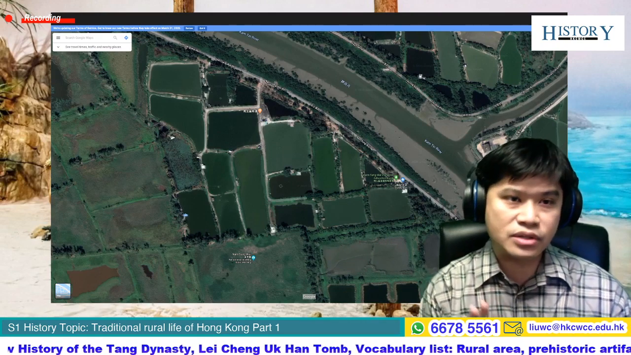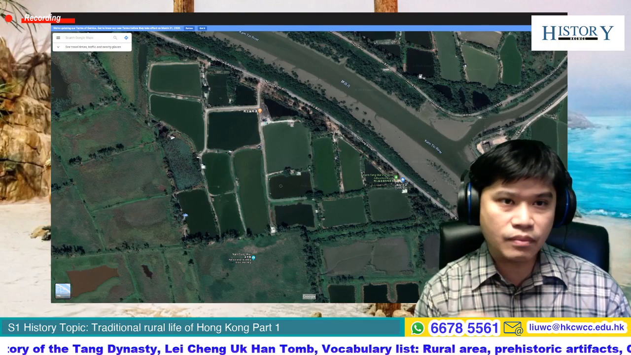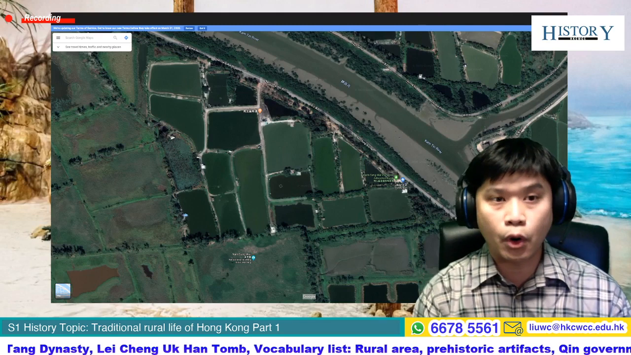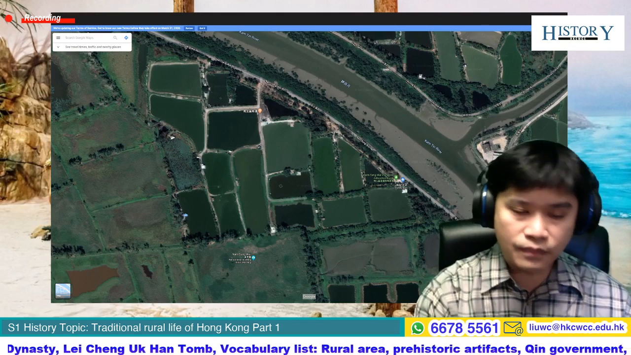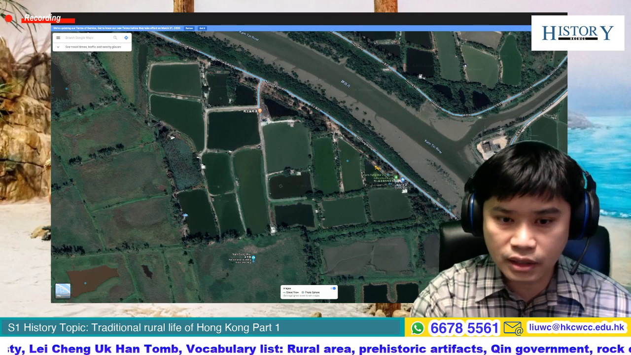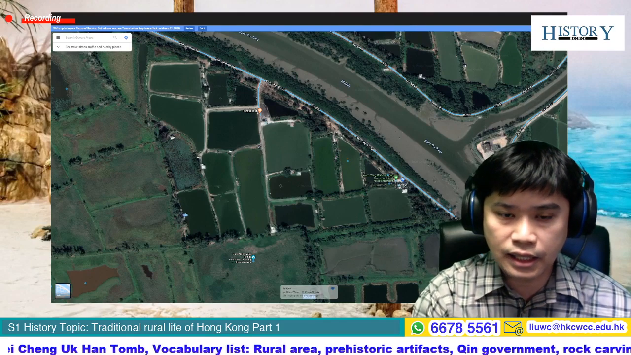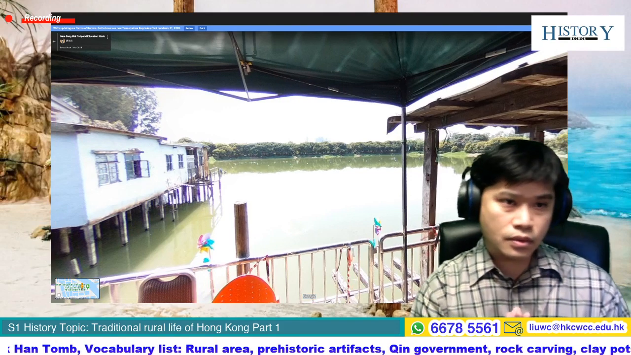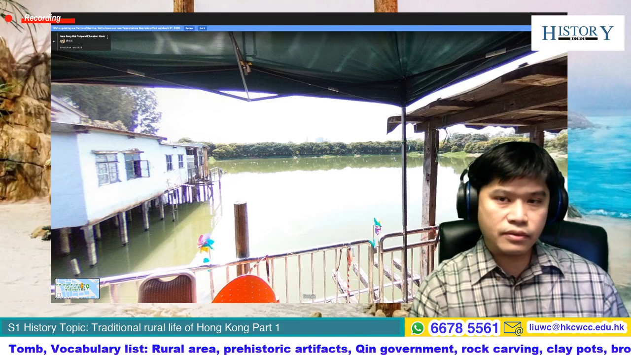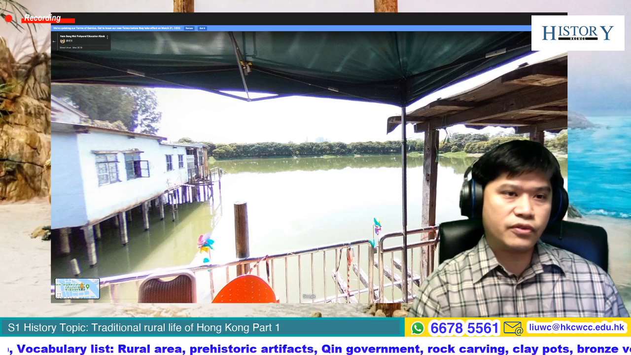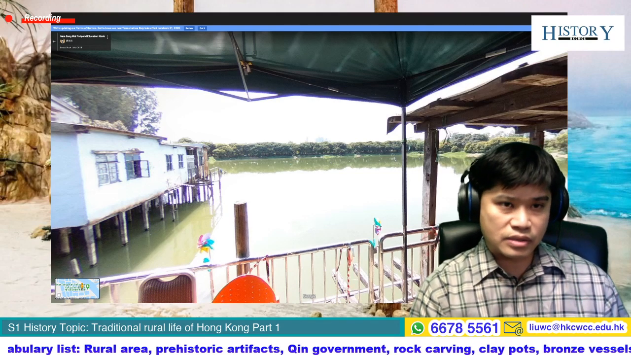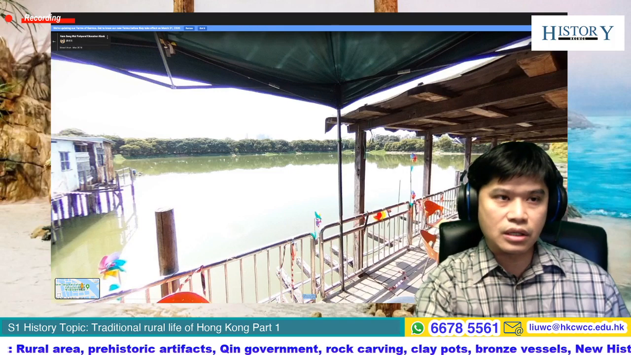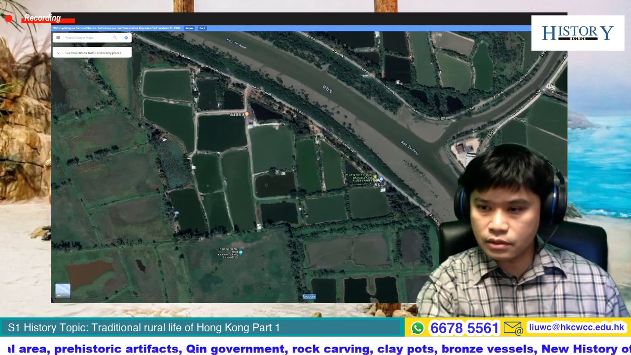If you open the browser and open Google Map, you can see some labels. The label may mention that it could be a fish pond, or sometimes farmland. So let's have a look. If we go inside Lam Sheng Wei, you can see the fish pond. The major activity in the fish pond should be freshwater fishery. This is a type of farming. Therefore, farming and fishing would be the major activities in the rural area.